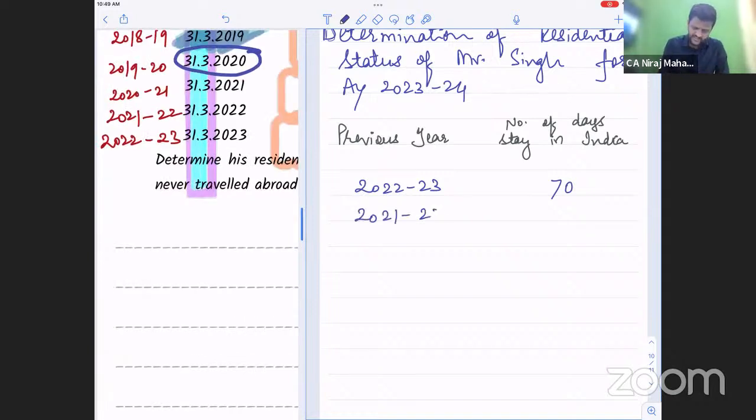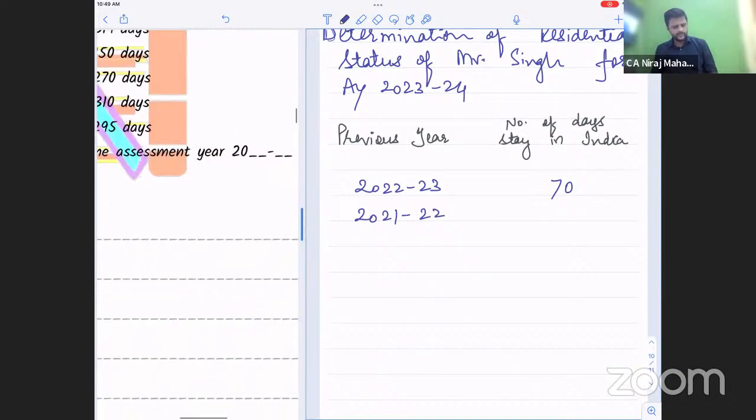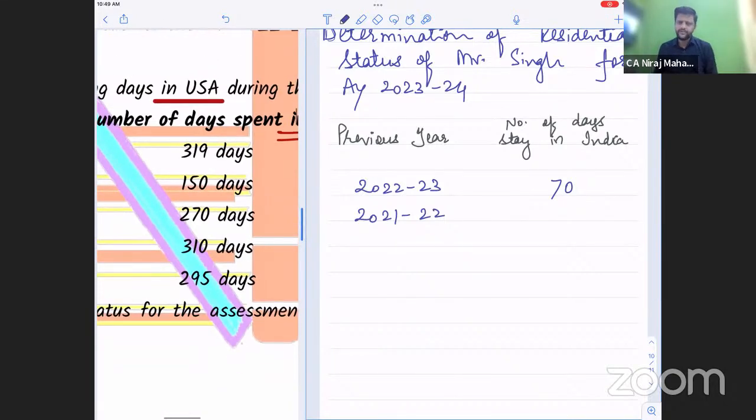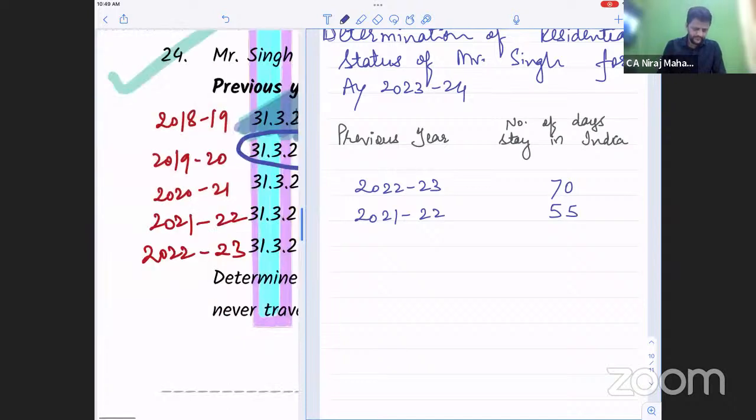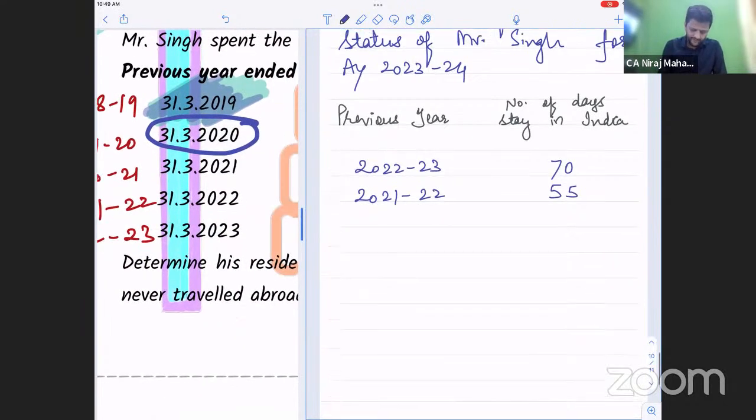21-22. Again, is it a leap year? No. So 365 minus 310, 55 days. Very good. Okay, here. Then we'll go about 2021. Is it a leap year? No. April 20 onwards is not a leap year.